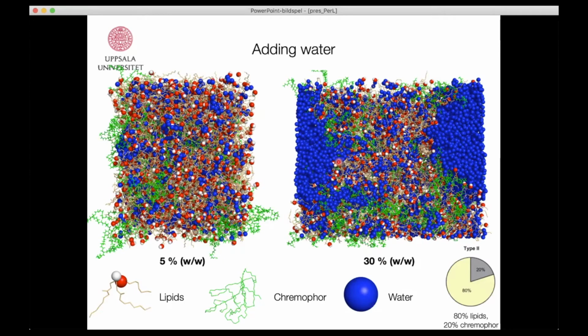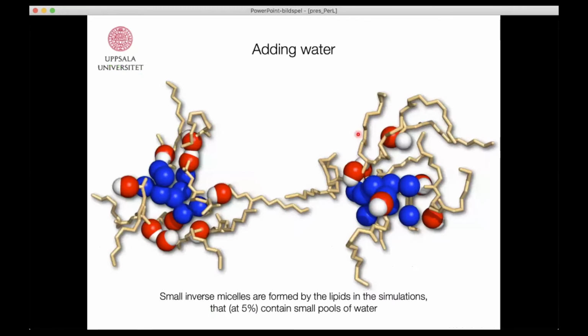It's a little bit tricky to see here, but if you look at this system in detail, you see the chromophore molecules orienting themselves at the interface between the water molecules and the more hydrophobic lipidic phase that is formed away from the waters. And again, we see small inverse micelles formed by the lipids in these simulations as well, that contain, at these small amounts of water, small pools of water. So this behavior is maintained even when we start to dilute the systems with water.